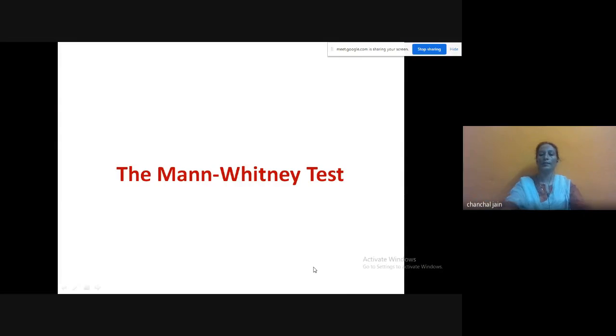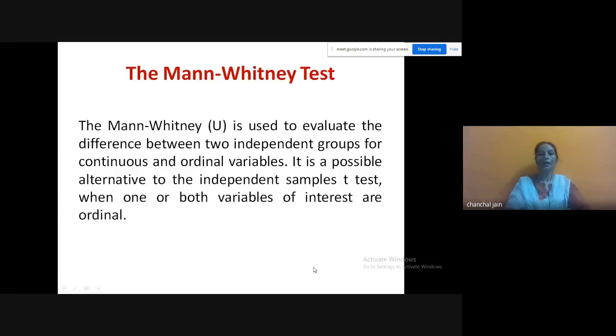So now we will understand what the Mann-Whitney test is. The Mann-Whitney test is the alternative to the parametric independent sample t-test, meaning if any of the assumptions of the independent sample t-test is not fulfilled, in that case you can go for the Mann-Whitney test, which is a non-parametric test.